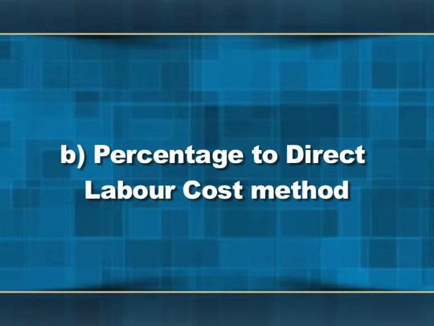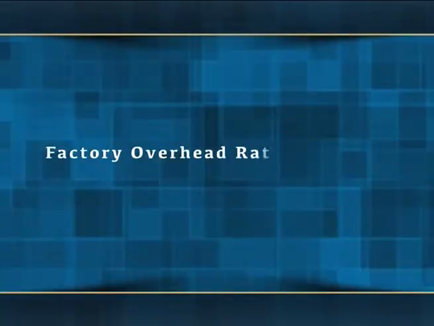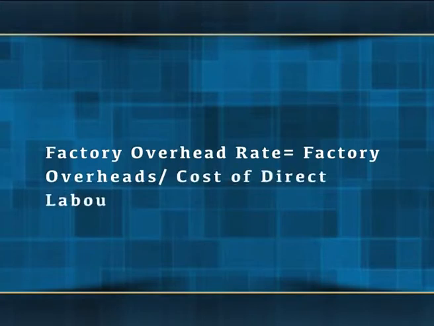Point number B, percentage to direct labor cost method. Under this method, the absorption rate is calculated on the basis of direct labor cost. This method is quite similar to the direct material cost method. The only difference under this method is that the factory overhead is computed on the basis of direct wages. The formula for calculating overhead under this method is: factory overhead rate is equal to factory overheads divided by cost of direct labor, into 100.